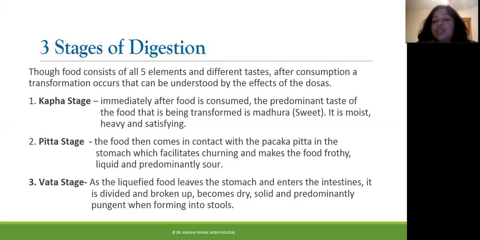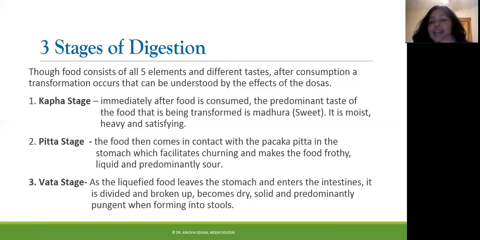At that time, even though the food may have all 6 tastes, or may have 2, or may have 3, with the combination of the saliva and the kledaka kapha, the food tends to be more predominant in sweet taste, or madhura. Because of that particular stage, it tends to be more heavy and more satisfying. You may have noticed, and this is another example, that immediately after you eat food, you tend to feel a little bit heavy, a little bit satisfied, and maybe even a little bit sleepy. Okay? That indicates the rise, or predominance, of kapha at that particular stage of digestion.